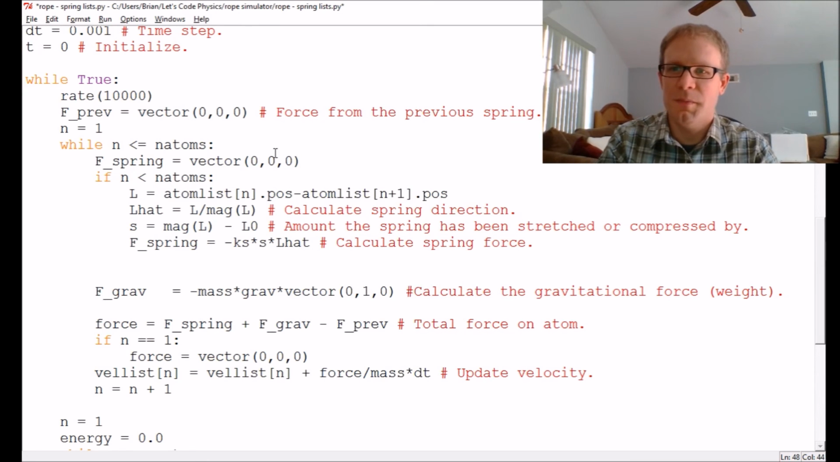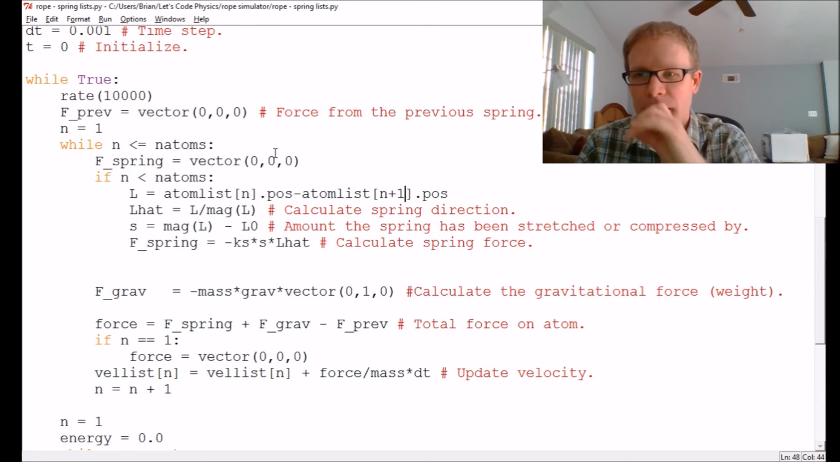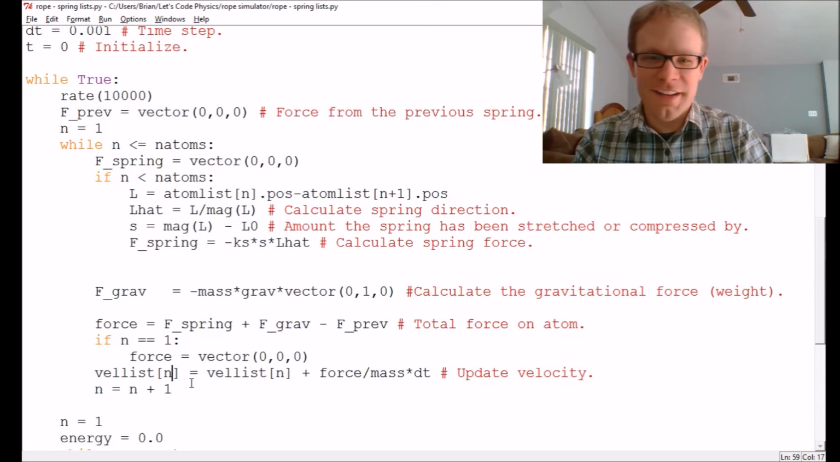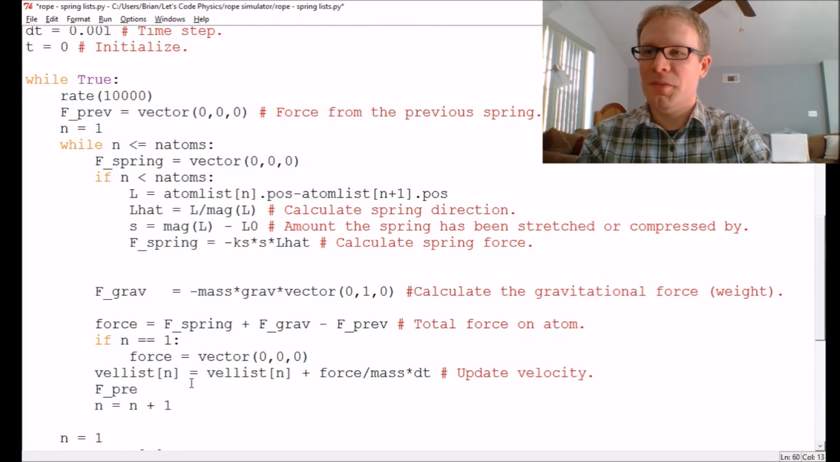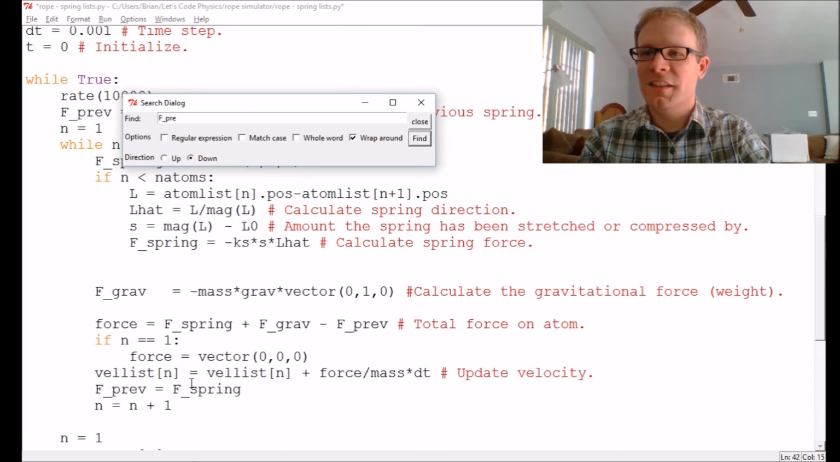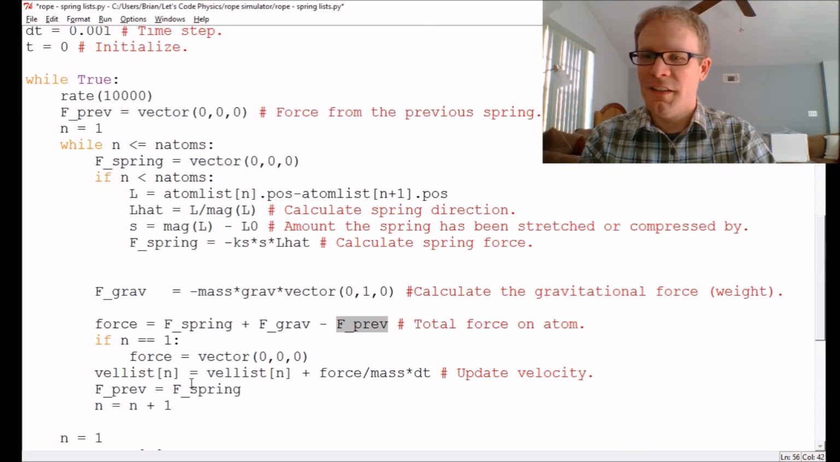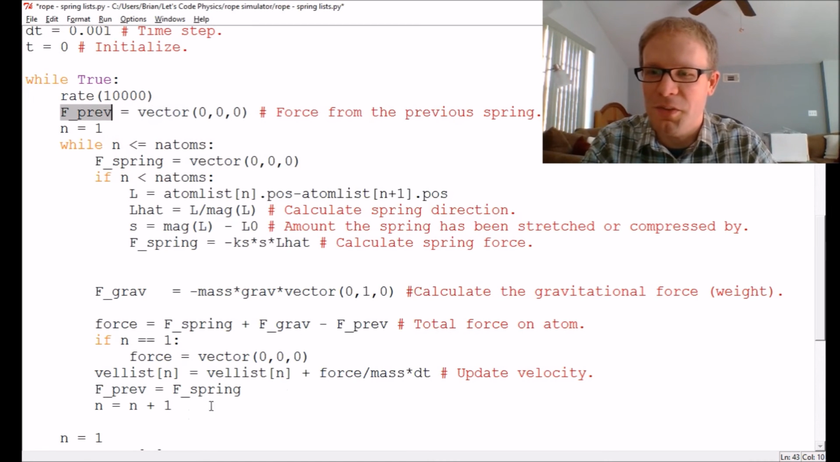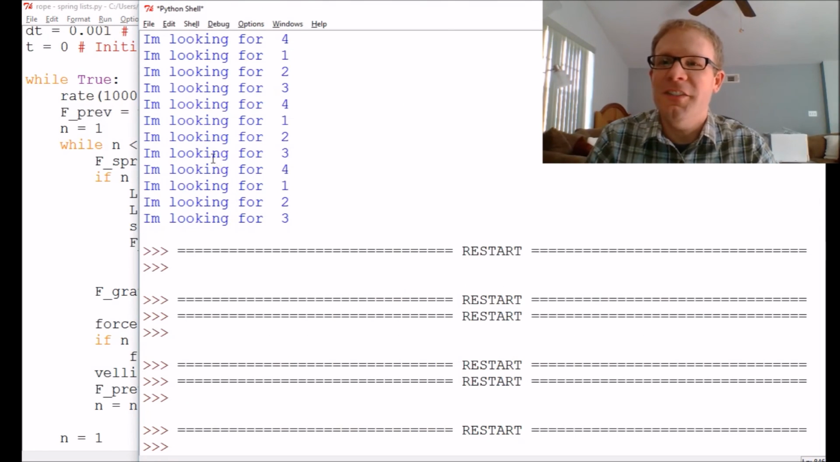N plus 1, because I'm starting at the first one, right? Oh, you know what? I never set up F previous to be anything. Oops. I never added that F previous needed to be F spring, did I? I don't think I did. Let's search for F previous. There's the first one. There it is in the calculation. Nope, I said I was going to do that and then I forgot to. Yeah, so I have to store the previous spring force in there. Okay, so I'm switching that one back to the way it was. F5.